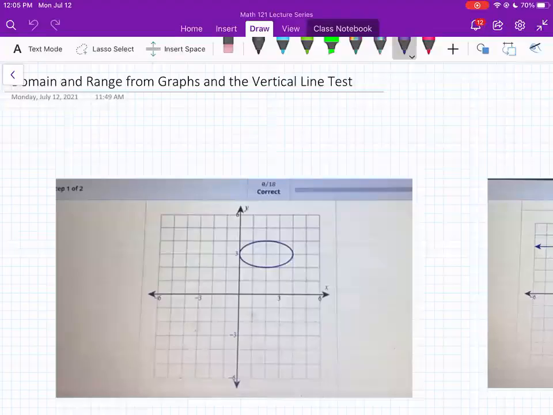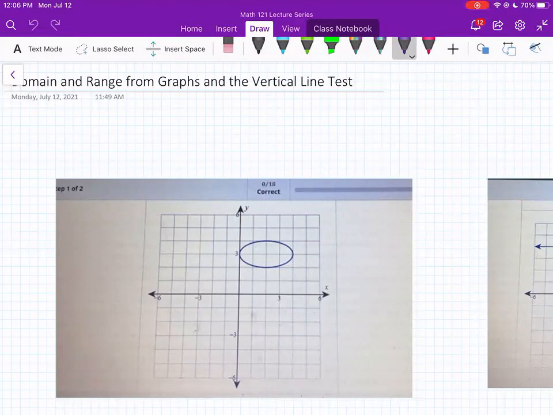In our previous video, we looked at the definition of a relation and a function, and in this video, we're going to look at how to determine the domain and range from a graph, and also how to use the vertical line test to determine if a relation is a function.